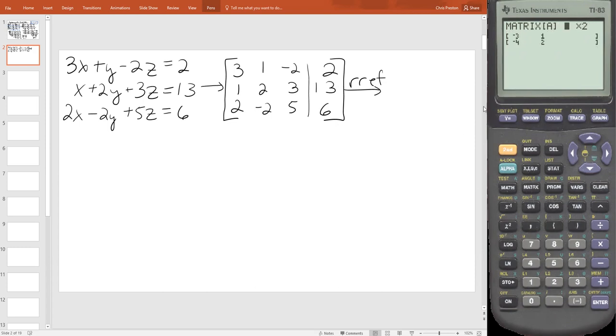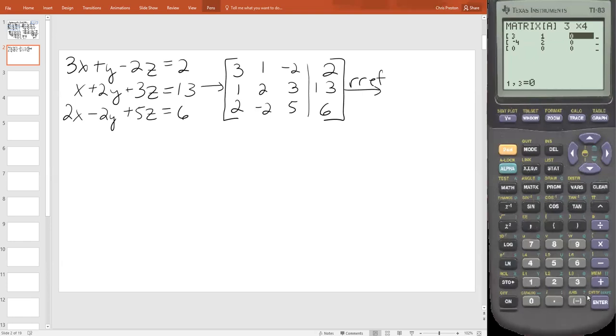So I'll select A. And the first thing it wants is the order of our matrix, the size of it. This is a 3 by 4. We're going to put the whole thing in there at one time, so this is 3 rows by 4 columns. Then I'm going to type the numbers in. You can use your arrow buttons to move around, but it's actually faster if you just type the number in and then hit enter, and it'll take you to the next location.